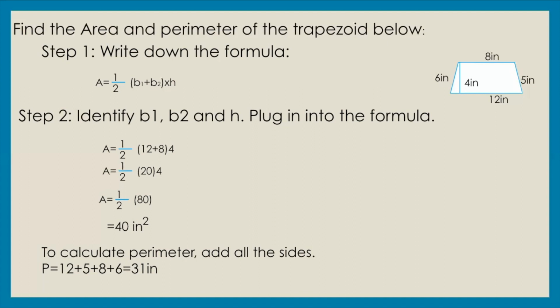To calculate the perimeter, we are going to add all the sides. So the first side is 12, then 12 plus 5 plus 8 plus 6 will give us the perimeter of the trapezoid, which is 31 inches.